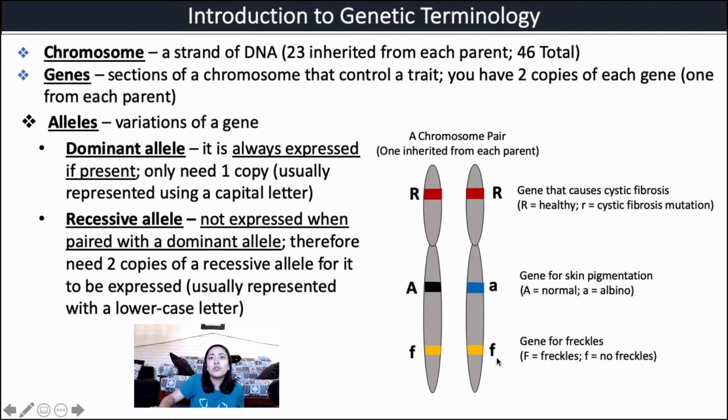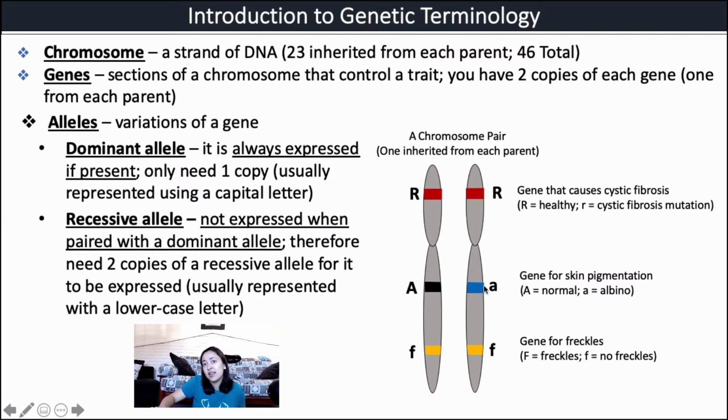Imagine that this is a chromosome pair in an individual. One of these chromosomes, again, was inherited from one parent. The other one was inherited from the other parent. And let's look at the gene for skin pigmentation. They inherited the dominant allele from one parent and the recessive allele from the other parent. This individual, because the dominant allele causes normal skin pigmentation, what type of skin pigmentation would they have? Well, they would have normal skin pigmentation because by just having one dominant allele, it dominates the recessive allele.